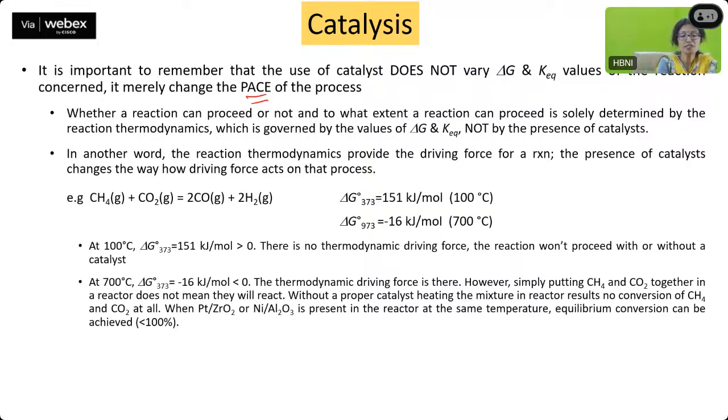So what is happening? Suppose you have this particular reaction at one particular temperature, around 373 K, you will find that the delta G value is 151 kilojoules per mole. Whereas if you increase the temperature, this delta G value goes down to minus 16. So the thermodynamic driving force is there at 700 degrees centigrade. If you are working at around 973 K or 700 degrees centigrade, the thermodynamic driving force for this particular reaction is there. But if you simply put methane and carbon dioxide in a reactor, it doesn't mean it will react.